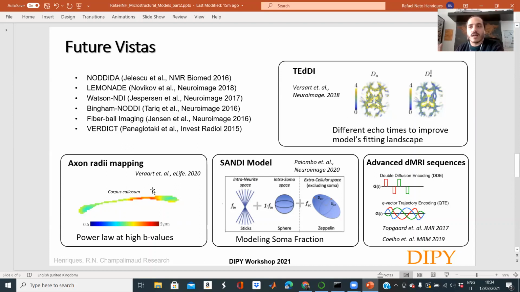There's also an interesting work on how to more robustly estimate axon radii by Verrett et al. Another interesting model is the Sandy model, which tries to improve the Spanish model and introduces a spherical compartment again in the models to try to model the soma fraction. So also very interesting work that you should take a look at. And also mentioning here the advanced diffusion MRI sequences. So, as pointed out in this manuscript, you can use this information to try to also improve your microstructural model estimates.